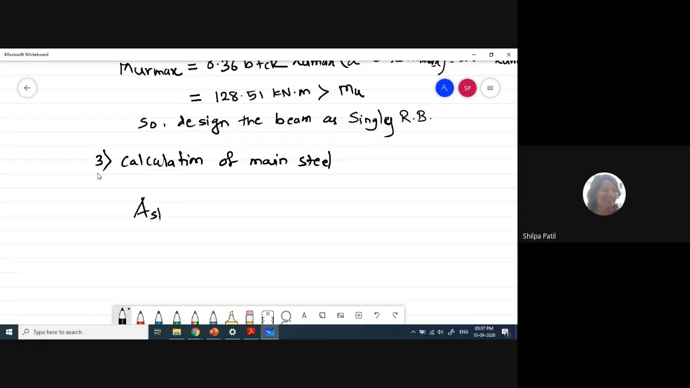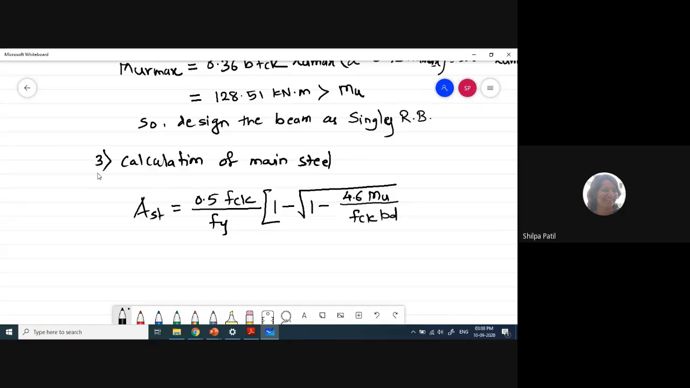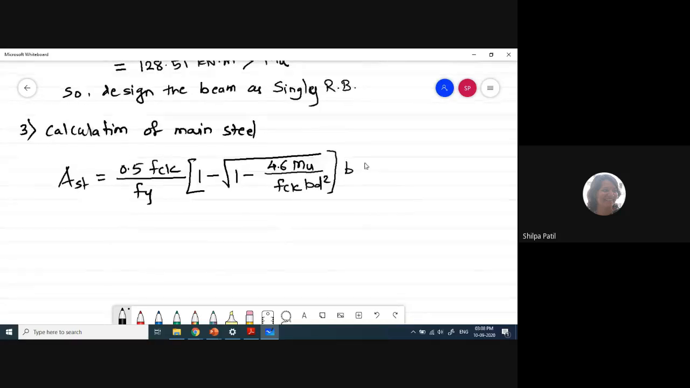AST. I will write down that formula, which is 0.5 FCK upon Fy into bracket 1 minus under root 1 minus 4.6 mu upon FCK BD square, bracket complete, into BD. Okay, this is the formula for AST.